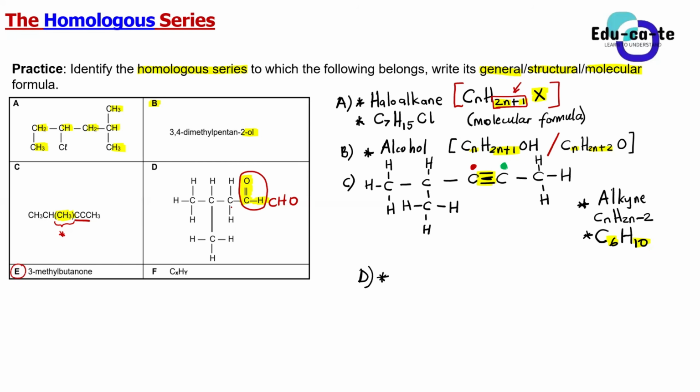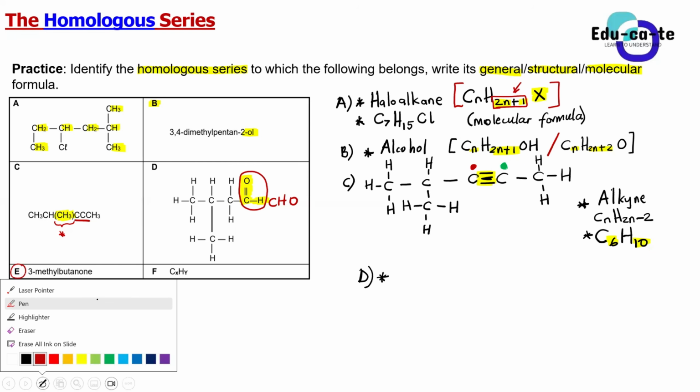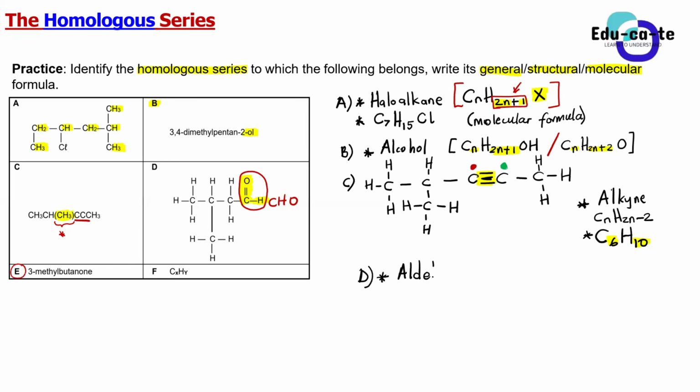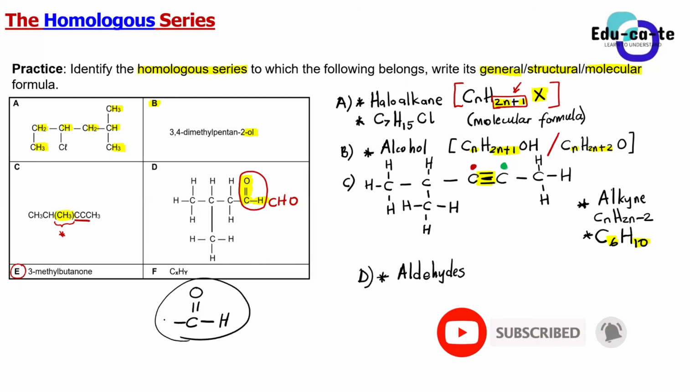Now here we can say that our homologous series is aldehydes, because we can see a formyl group. How do we see that this is a formyl group? It's a carbon that is double bonded to an oxygen, and single bonded to a hydrogen atom. So this is a formyl group. This is how a formyl group looks.